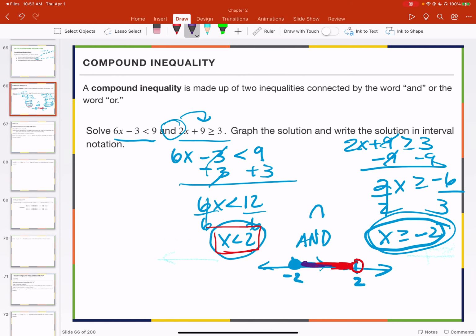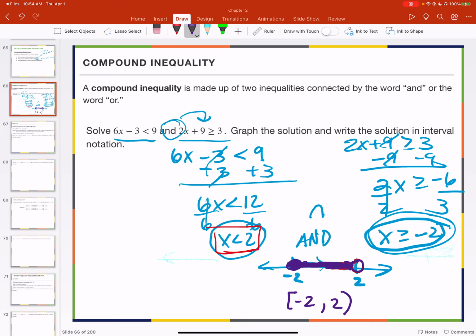So they both have to be true. So that looks like this. Usually it's where they both intersect. They stop here. So then in interval notation, we would have negative 2, comma 2, open.